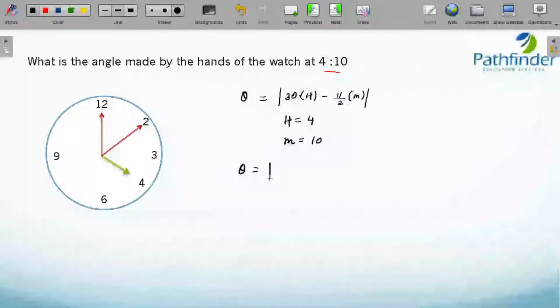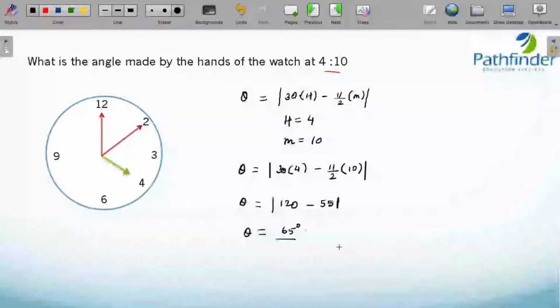Theta is equal to 30 times 4 minus 11 by 2 times 10 and the mod of it. So which means theta must be equal to mod of 120 minus 55, and therefore the required angle will be equal to 65 degrees. So at 4 hours and 10 minutes, the angle between the two hands of a watch is 65 degrees.